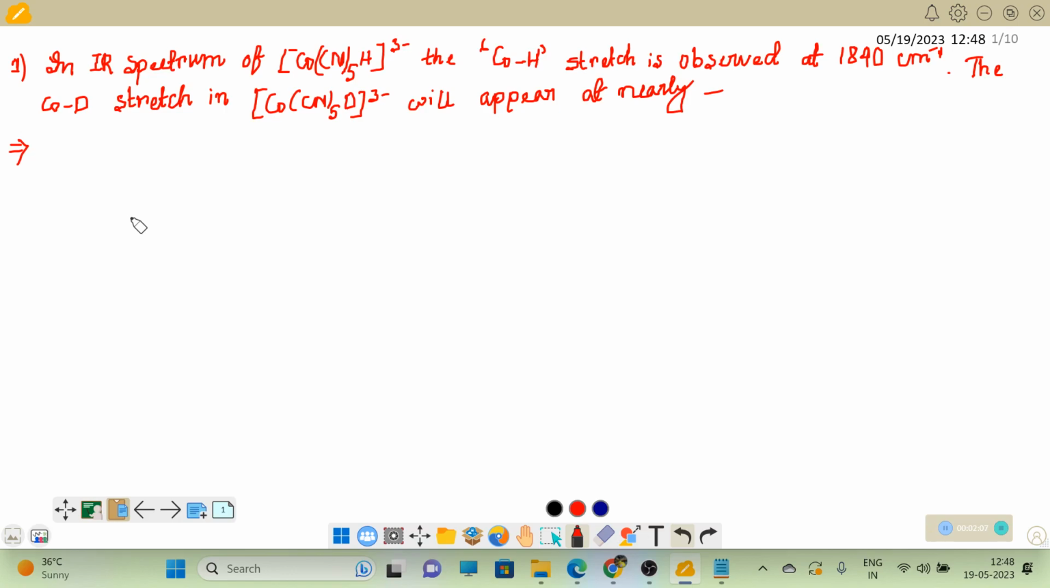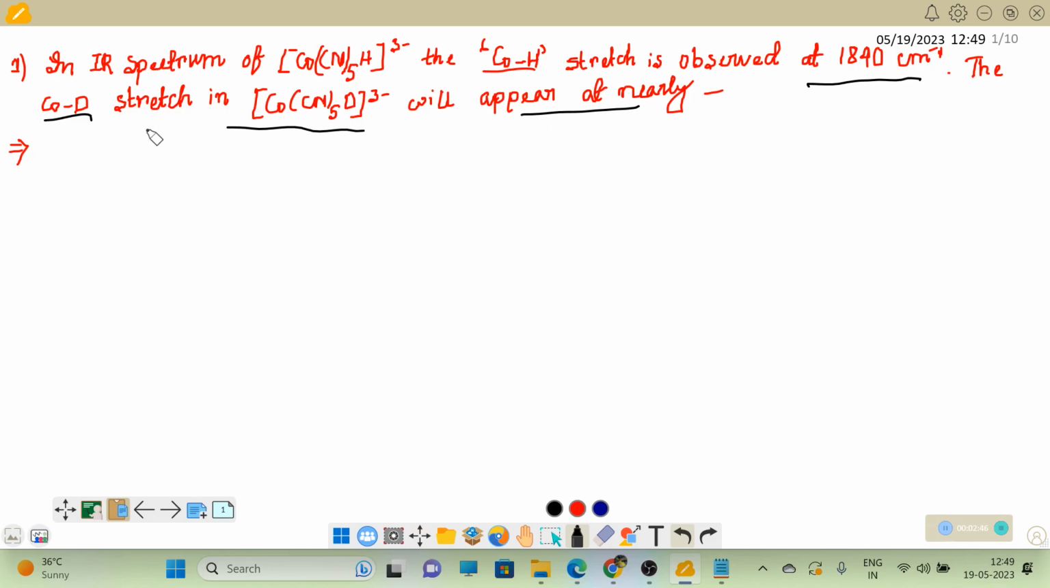and concepts. The first question is about the IR spectrum of Co(NH3)5H 2+, where the Co-H stretching frequency is observed as 1840 cm^-1. They are asking for the Co-D, cobalt and deuterium, stretching frequency. The compounds are the same, just a change in the hydrogen: in place of hydrogen, deuterium is present.